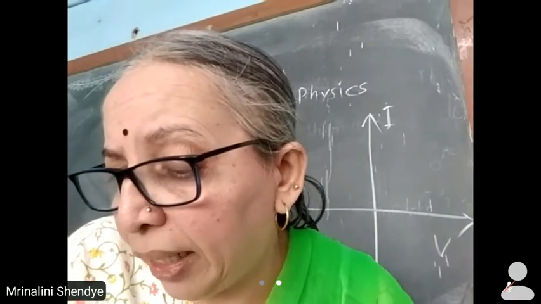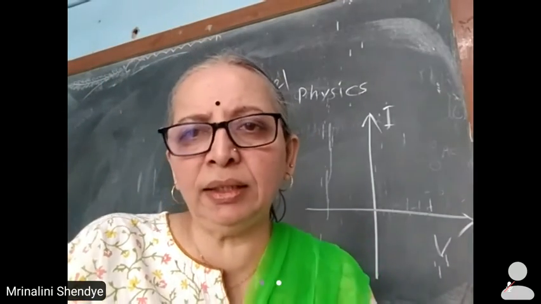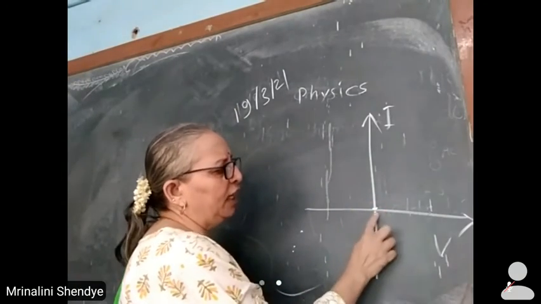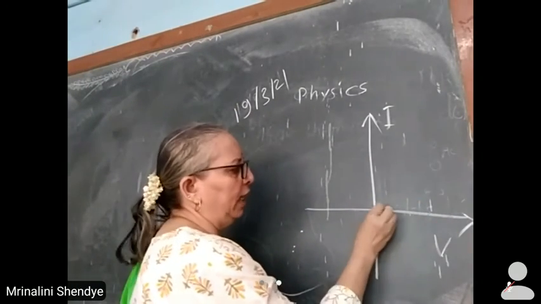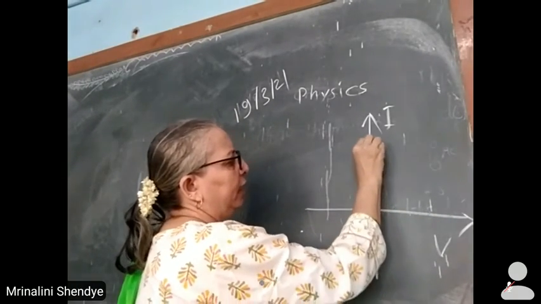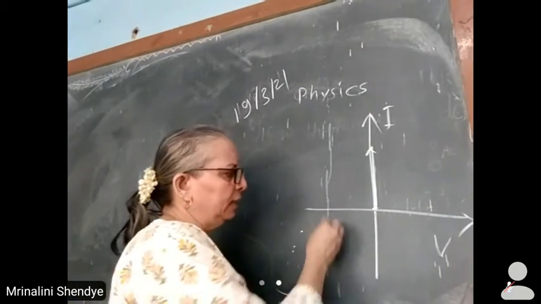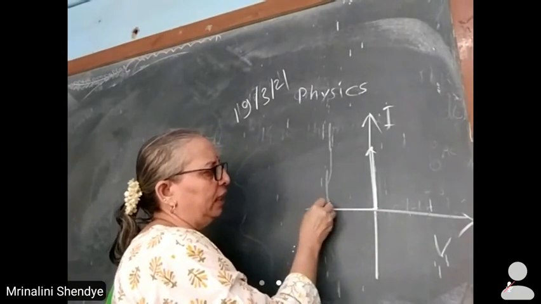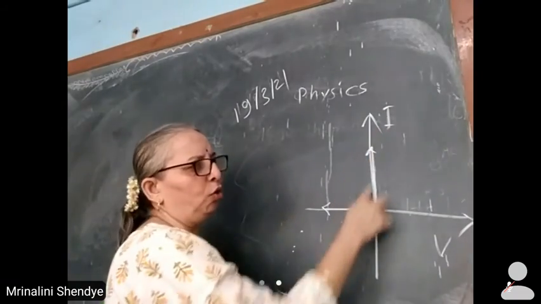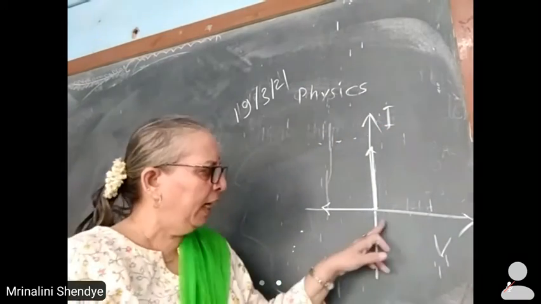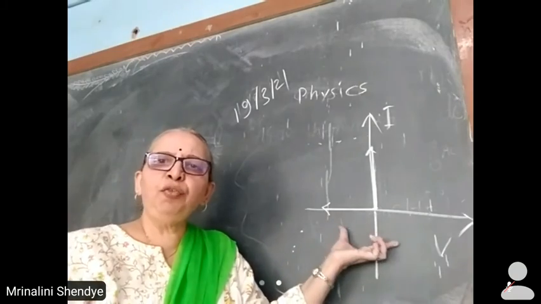So for an ideal diode in forward bias, since it offers zero resistance, irrespective of the value of voltage, the current will increase. And in reverse bias it is also the same case. If voltage is increased, it will not pass any current. The value of I everywhere will be zero. So this is for the ideal diode.